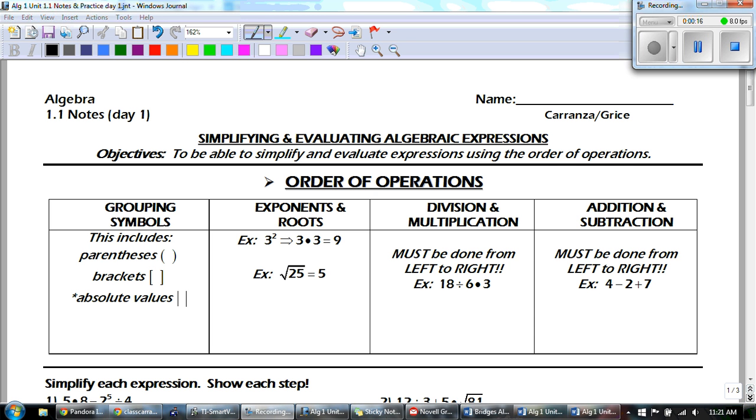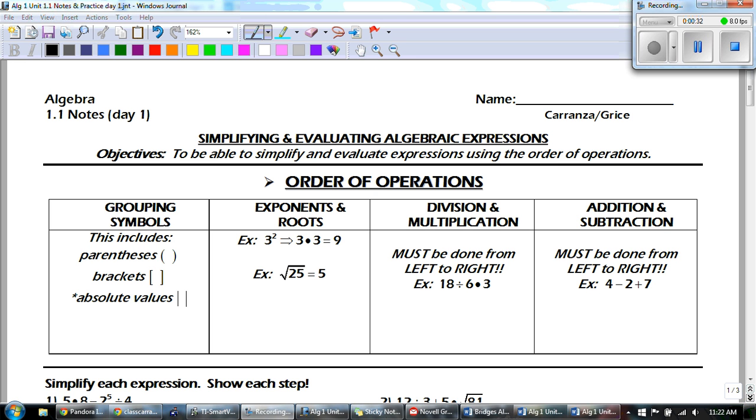We're going to be simplifying and evaluating algebraic expressions. Our objective today is to be able to simplify and evaluate expressions using the order of operations. So what exactly are the order of operations?